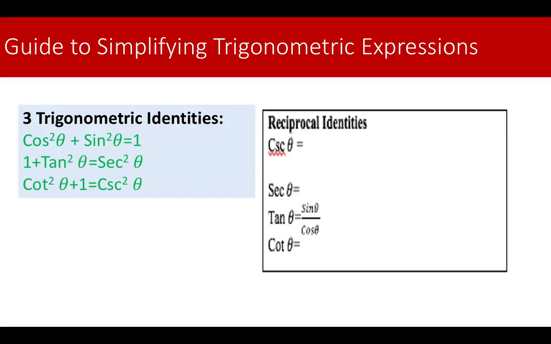First things first, you're going to fill up the top of your organizer notes with your 3 trig identities that you should know. There's just 1, 2, 3. And then we also have the reciprocal identities that you should also know. Cosecant is defined as 1 over sine. Secant is defined as 1 over cosine. We have tangent, that's defined as sine over cosine. And cotangent is cosine over sine. You should have these filled out in your notes. Feel free to pause the video.